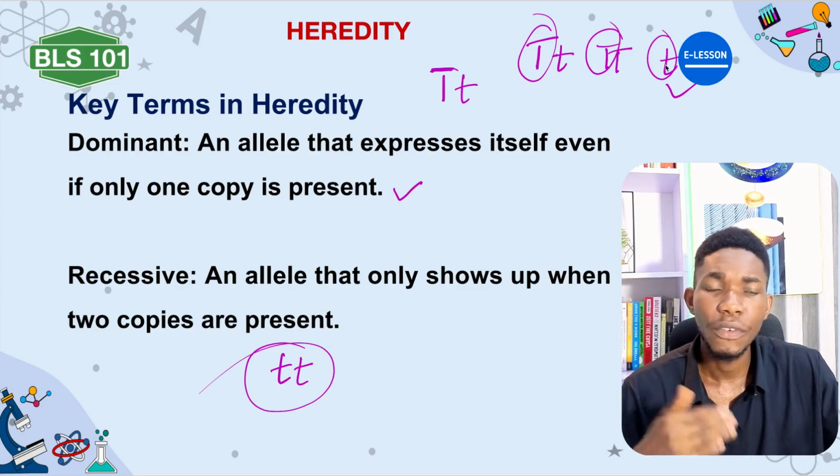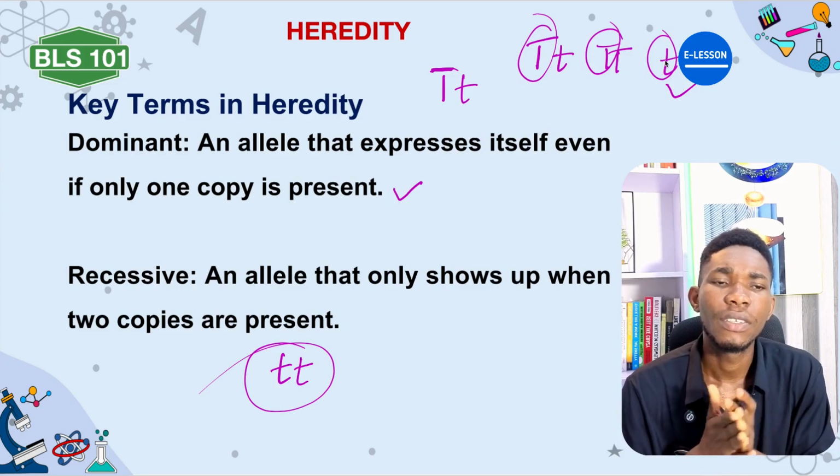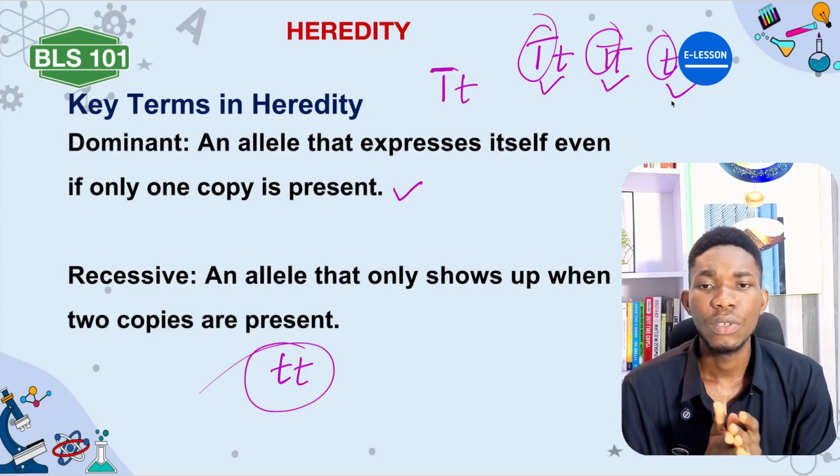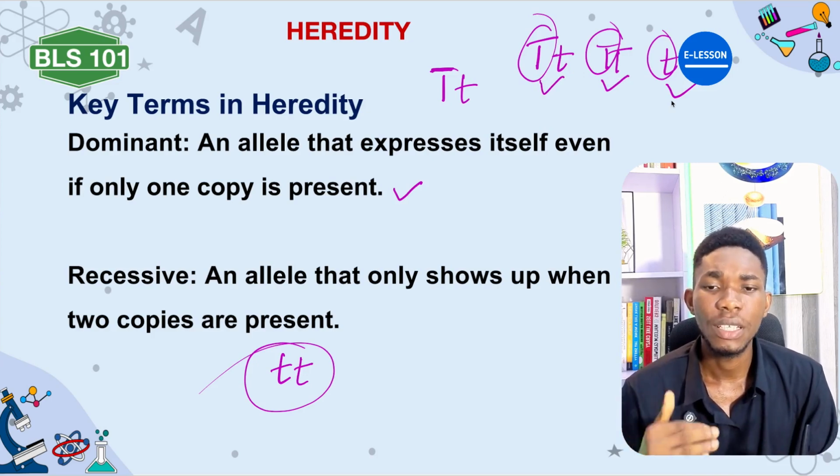This is the only short. If you learned your genotype and heredity in secondary school, you'll be taught that this is the only short one you have here. This person is tall, this one is tall, this one is what? Short. So that's the difference between the dominant gene and recessive.